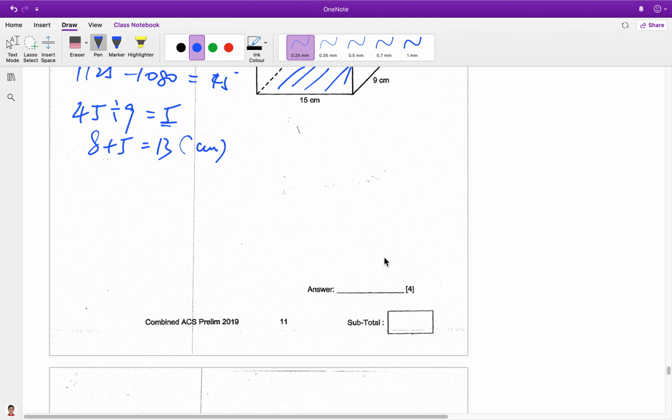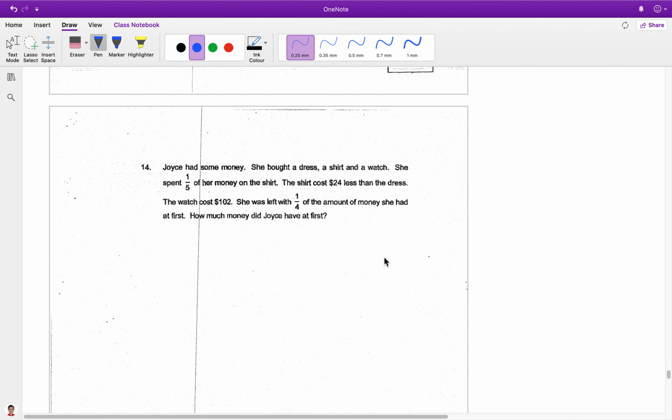Okay, question 14. Joyce has some money. He bought a dress, a shirt, and a watch. He spent 1/5 of the money on the shirt. The shirt cost 24 less than the dress. The watch cost 126, and he had 1/4 of the amount left. How much did he have at first?